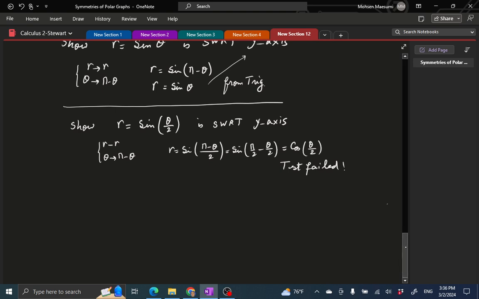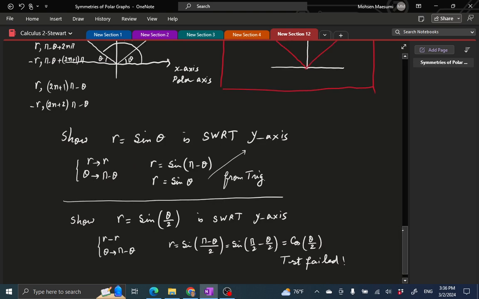Is that it? Well, no. We have all the other ones. That is, instead of pi, we could have used 3 pi, 5 pi, 7 pi, and so on, but all of them will end up with the same cosine, which is not leading us to anything. Okay, none of them will succeed.